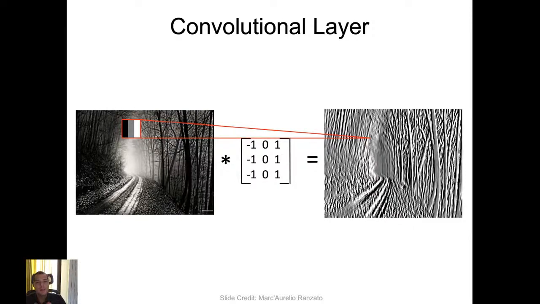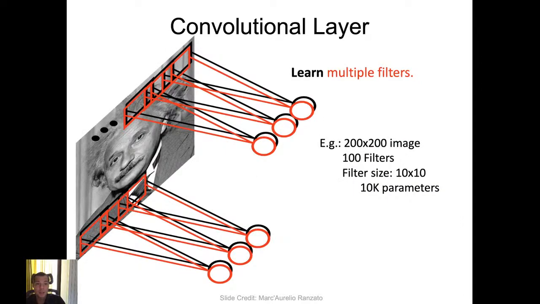Okay, so the only difference here is that in convolutional layers, we do not put the components of the filter by hand, but we learn them in an end-to-end fashion. Okay, so we discussed applying one filter on top of the image.